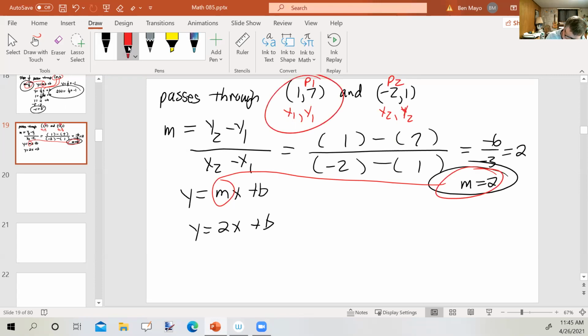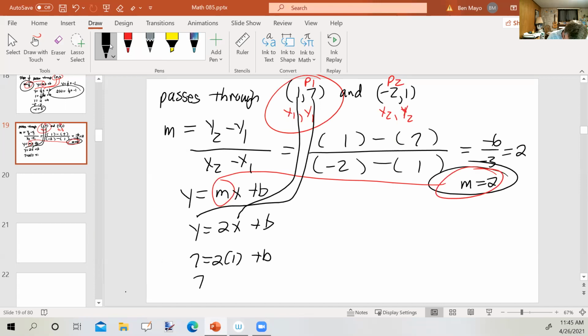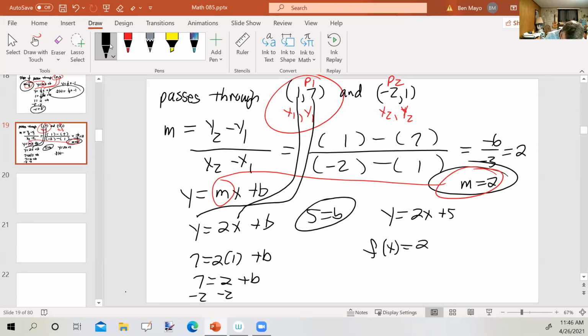Let's go ahead and use (1, 7). So 1 is going to go in the place of x, and 7 is going to go in the place of y. So 7 equals 2 times 1 plus b. 7 equals 2 plus b. Subtract 2 from both sides. b equals 5. So the slope is 2, the y-intercept is 5. y equals 2x plus 5 as a function. f of x equals 2x plus 5.